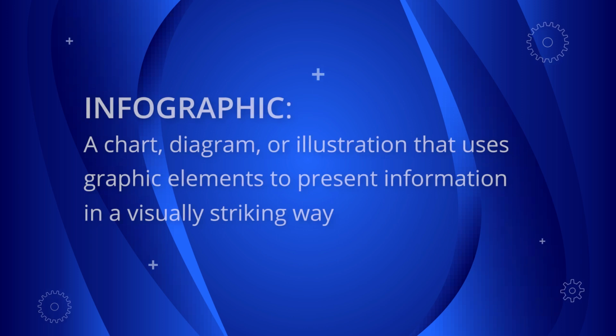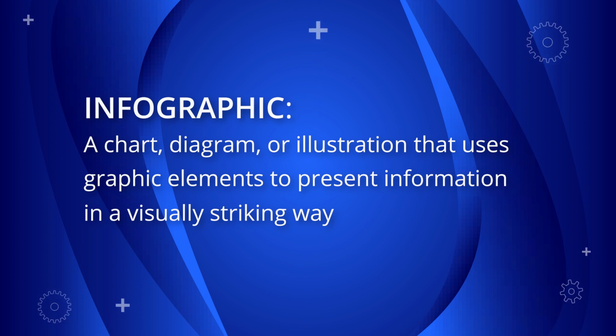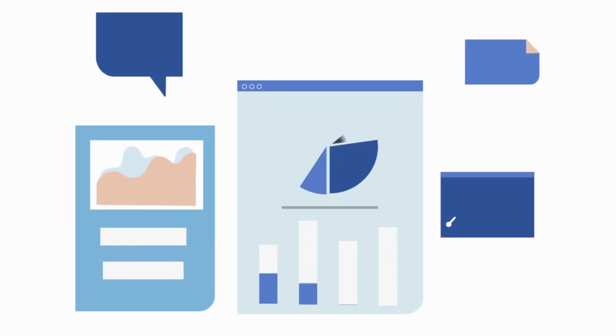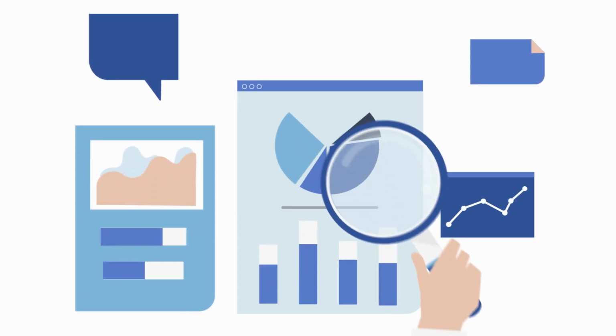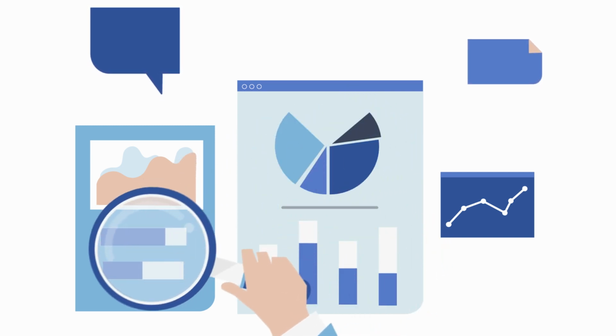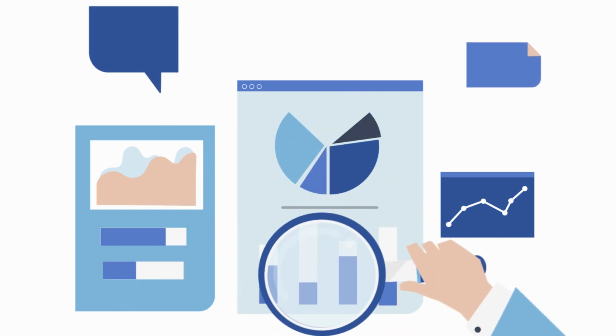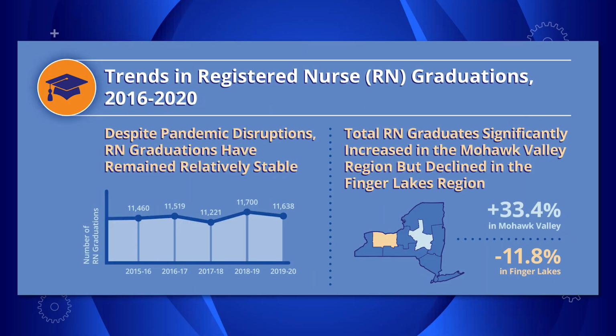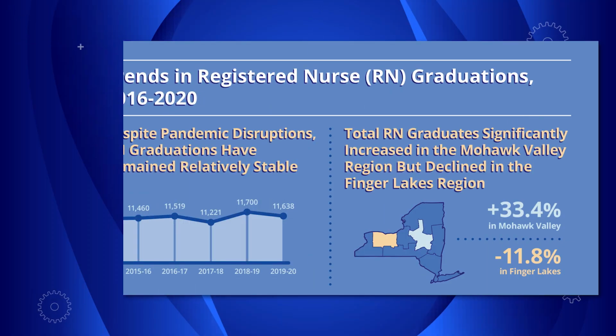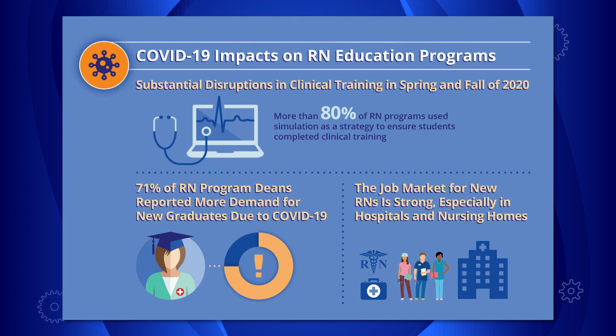According to the Merriam-Webster Dictionary, an infographic is a chart, diagram, or illustration, as in a book or magazine or on a website, that uses graphic elements to present information in a visually striking way. Infographics are an effective way to present complex research and data in an easy-to-understand visual format. Infographics can be used for many purposes, such as to display research findings, provide an overview of a topic, show a timeline, raise awareness about an issue, or explain a process.